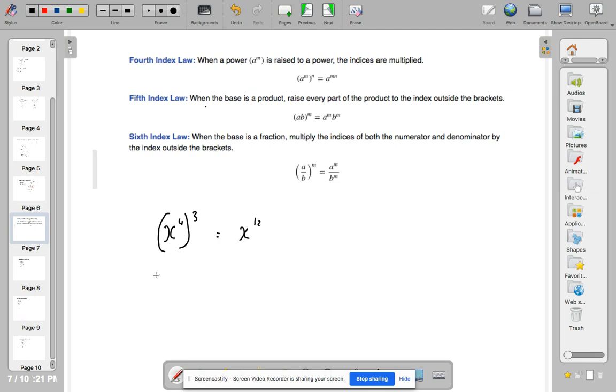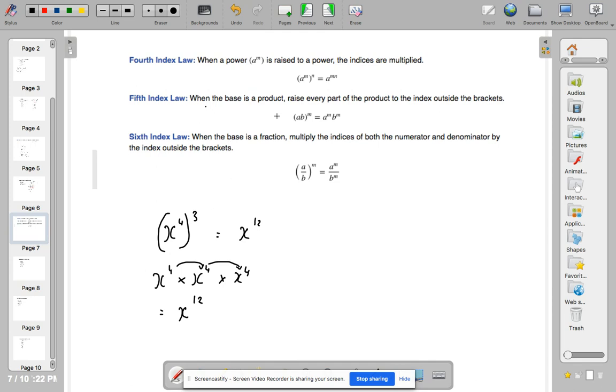Now, the way that works, of course, is that when you cube something like that, you times it together 3 times like this. And using our first index rule, that would mean we'd add 4 plus 4 plus 4, and that would be 12. So it's just a shorter way of doing that.